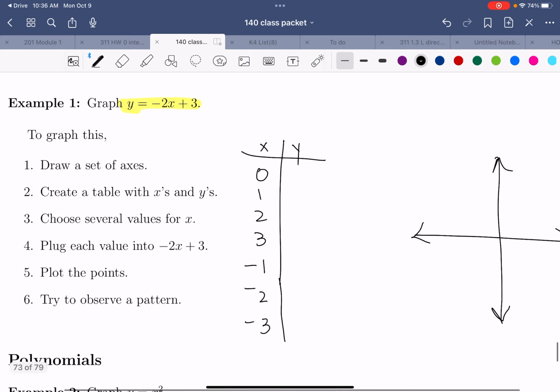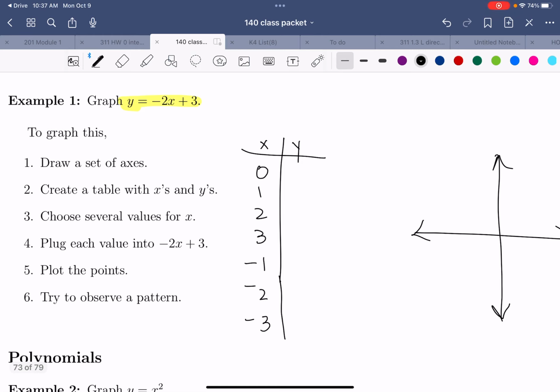Y is dependent, which means that the y value is dependent on the function. So I'm going to go back to y equals negative 2x plus 3, and I'm going to plug everything in. If I plug 0 in there, 0 times -2, remember I'm plugging in for x, 0 times -2 is 0, plus 3 is 3. Then I plug in 1. 1 times -2 is -2, plus 3 is 1. 2 times -2 is -4, plus 3 is -1. 3 times -2 is -6, plus 3 is -3.